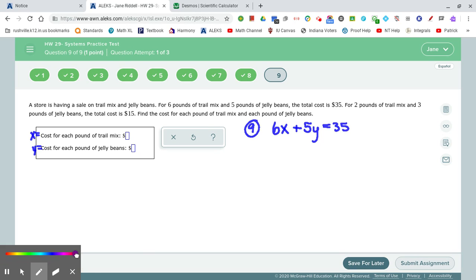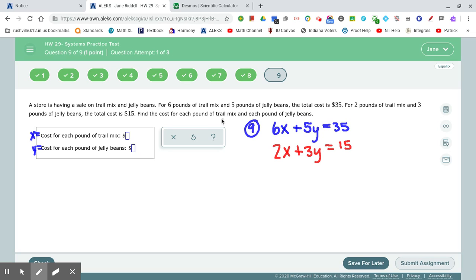The second equation, it says for 2 pounds of trail mix. So that's going to be 2 times whatever the cost is per pound of trail mix, plus 3 pounds of jelly beans. So 3 times Y. The total cost is, so equals 15. All right, so here is our system.